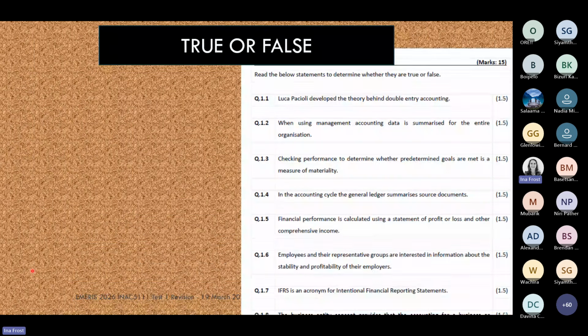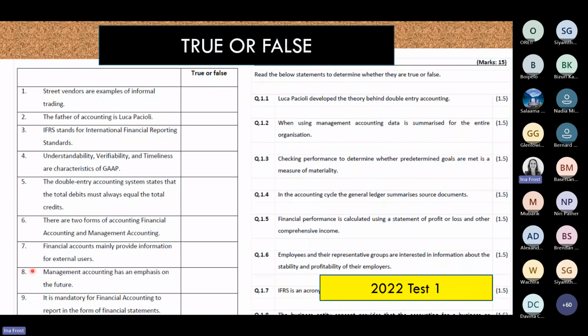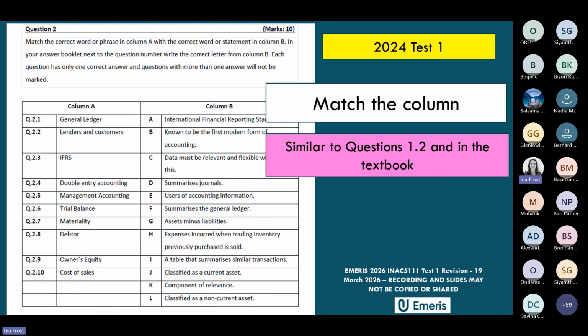So here we can see, for example, in 2022 and in 2023, they asked the students a series of true and false questions, all based out of learning unit number 1. Okay, so certainly in the past, students have been asked these true and false questions. Then in 2024, they went with the match the column question. And this question is similar to your textbook question 1.2. So if you want to go and revise a similar question at home, look at question 1.2 of your textbook.